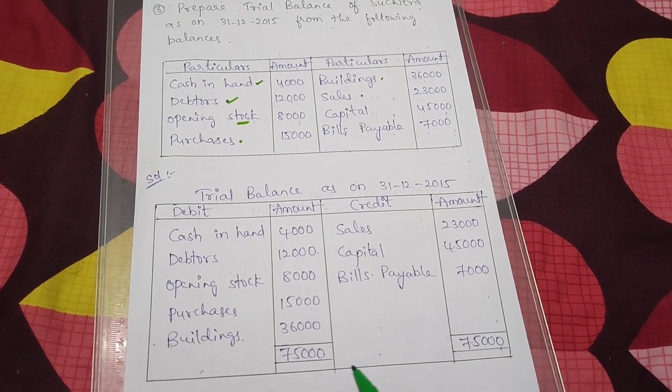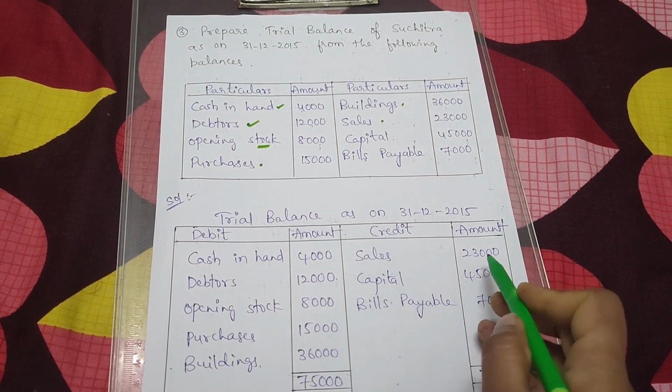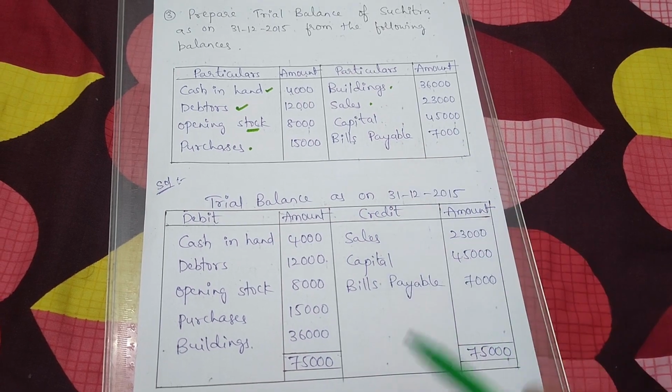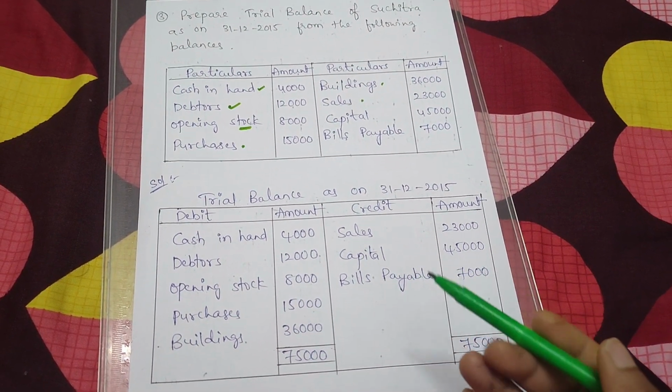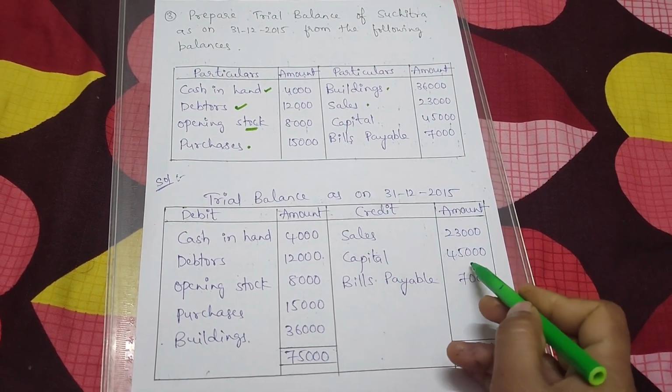Next is sales. Sales we should record under credit. It is there in the rule itself. So sales under credit, 23,000. Next, capital. Capital also we should record under credit. I have given it directly in the rule. If you see the rule, you will understand it. So capital we have to credit, 45,000.